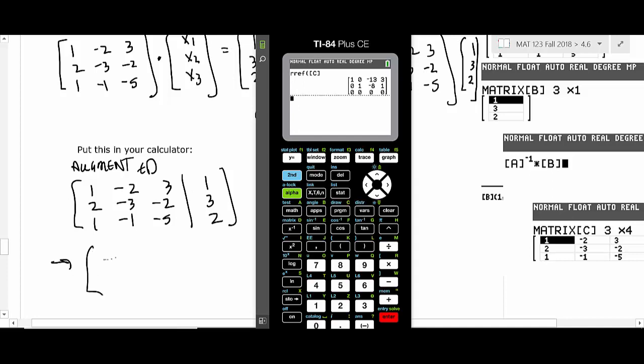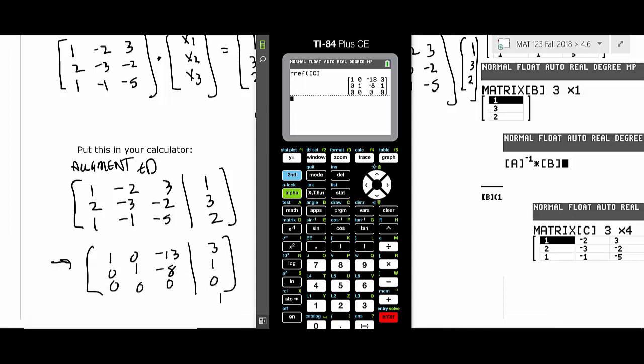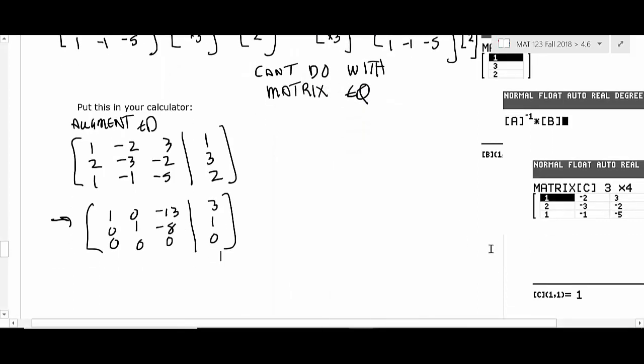So what we have is 1, 0, negative 13, 3, 0, 1, negative 8, 1, and then 0, 0, 0, 0. Okay, now this is the thing that I think some of you have asked me a lot of questions about, like in the Math 93 today. It is infinite solutions, but I don't want you to just write that. I want you to use the parameter thing, okay? So let's watch this real carefully.